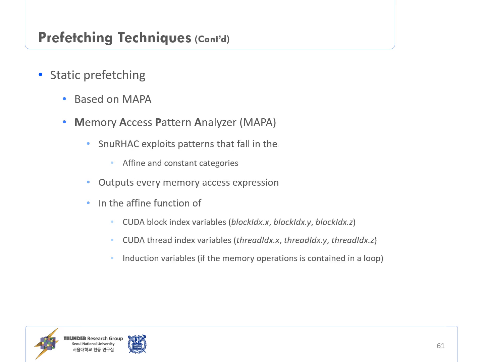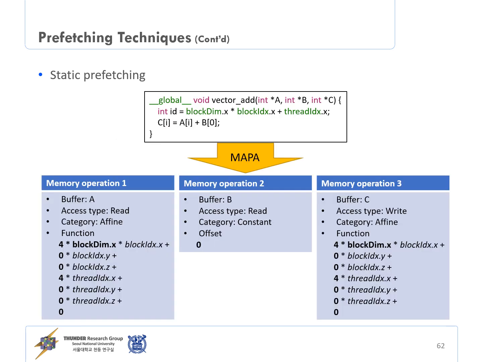SnuRHAC exploits memory access patterns that fall in the affine and constant categories from MAPA. If possible, MAPA outputs every memory access expression in the affine function of block index variables, thread index variables, and induction variables. The example shows an output of MAPA for a vector addition kernel. The first line shows the name of a buffer and the second line shows the access type. The third line shows the access pattern category. Finally, the memory access expression is expressed.